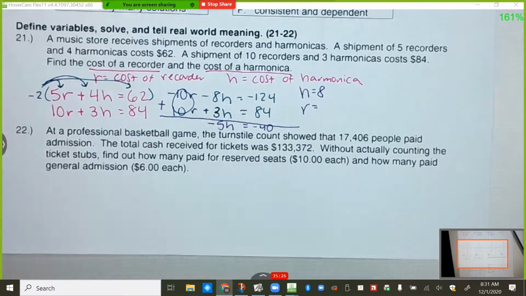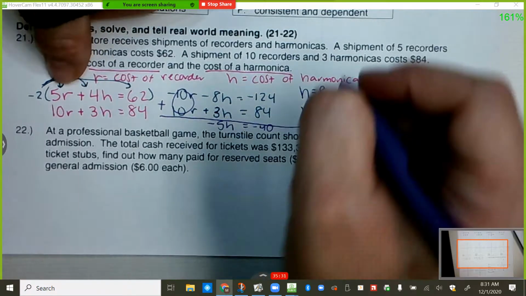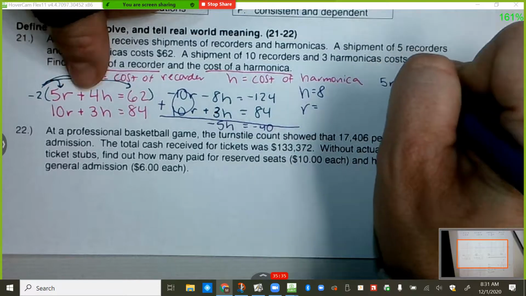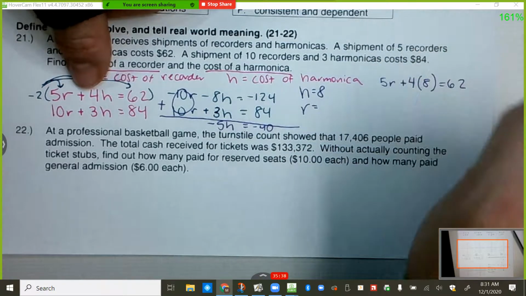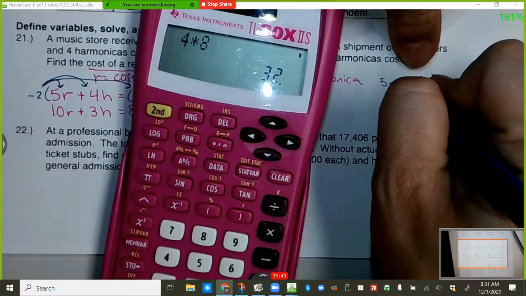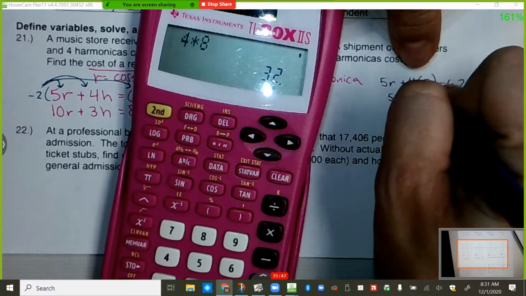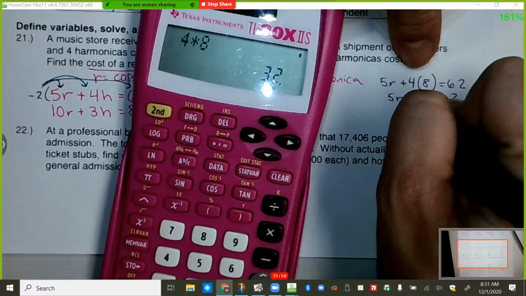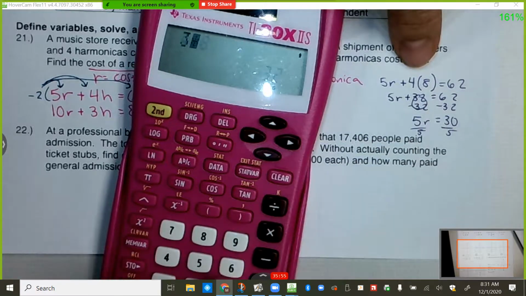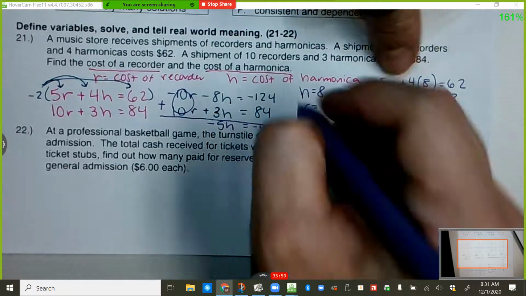Okay, so it doesn't matter which equation we pick. I'm going to pick the top one, and I'm going to plug in what I know. So 5R plus 4 times H, which is 8, equals 62. 4 times 8 is 32. So I'm going to subtract 32 from both sides, and I get 5R equals 30. Divide by 5, and 30 divided by 5 is 6. So I know recorders cost $6.